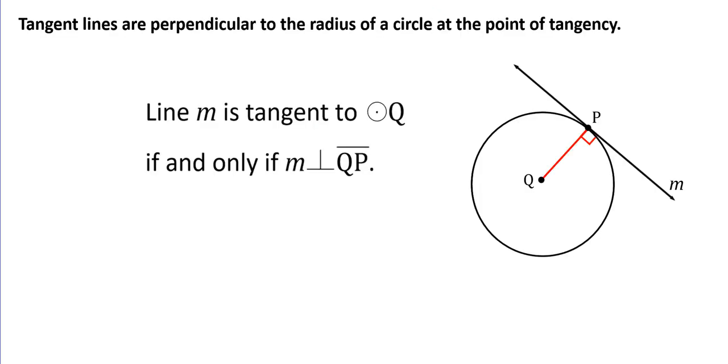Okay, so we have 2 theorems about tangent lines and circles. Here's our first theorem. If you have line M tangent to circle Q, then we know that line M is perpendicular to the radius of the circle at the point of tangency. So if we know P is the point of tangency and we create this radius right here, that's going to be a 90-degree angle to line M. And it works both ways. If you know 90 degrees, then you know it's tangent. If you know it's a tangent, then you know it's 90 degrees.